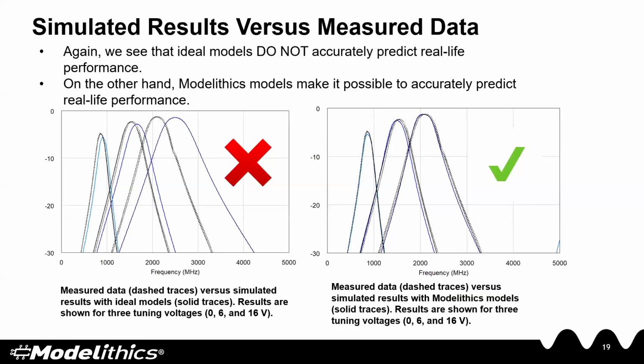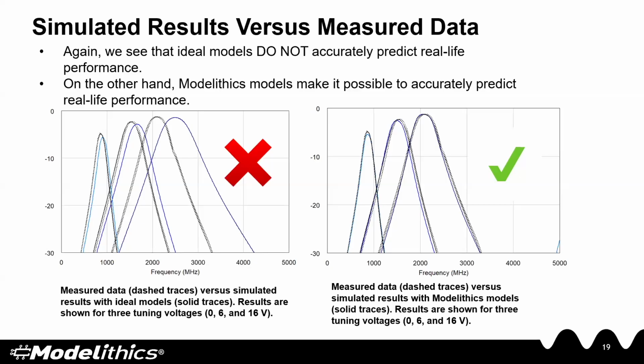And again, we have the simulated results and the measured data right here on these two graphs. So again, the left shows the measured data, which are depicted by the dash traces, and then the simulated results with ideal models. And again, you see how the simulated results don't agree with the measured data, and that's because we're only using ideal models for the components. And just to clarify, we're showing the results for 3 different tuning voltages: 0, 6, and 16 volts.